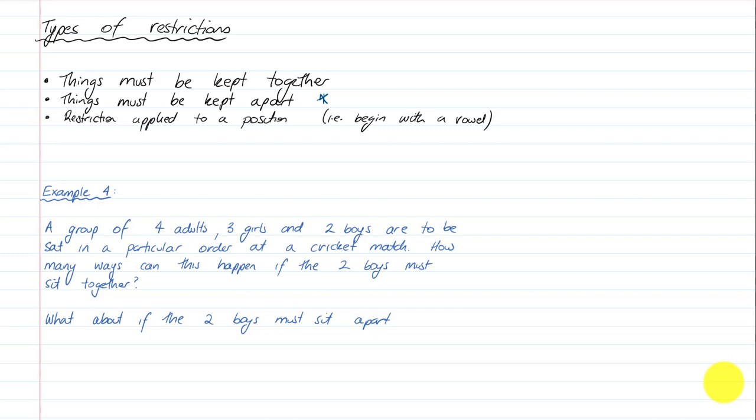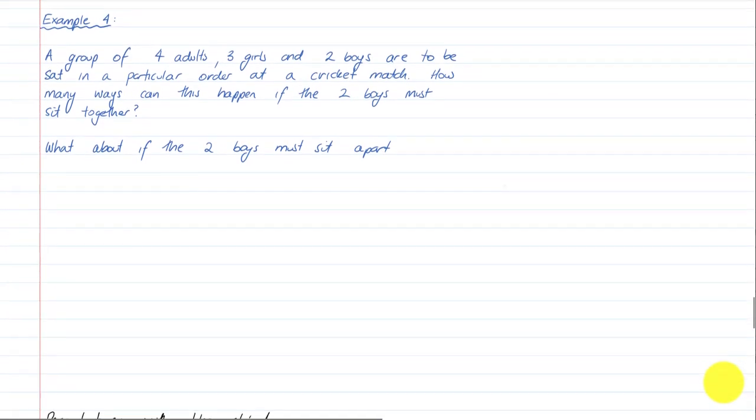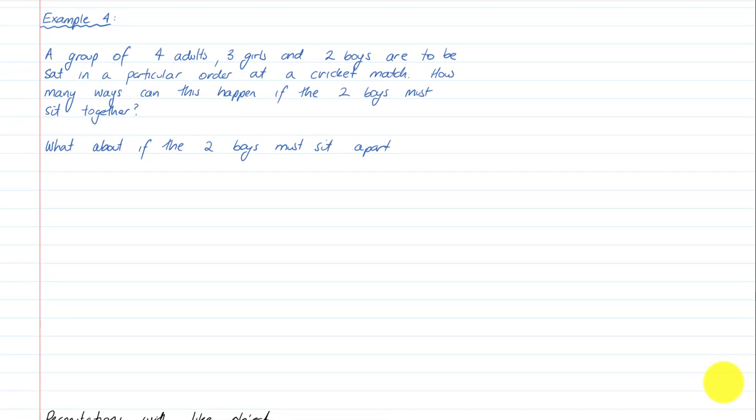A group of 4 adults, 3 girls and 2 boys are to be sat in a particular order at a cricket match. How many ways can this happen if the 2 boys must sit together? What if the 2 boys must sit apart? So let's consider this as a part A, part B question.